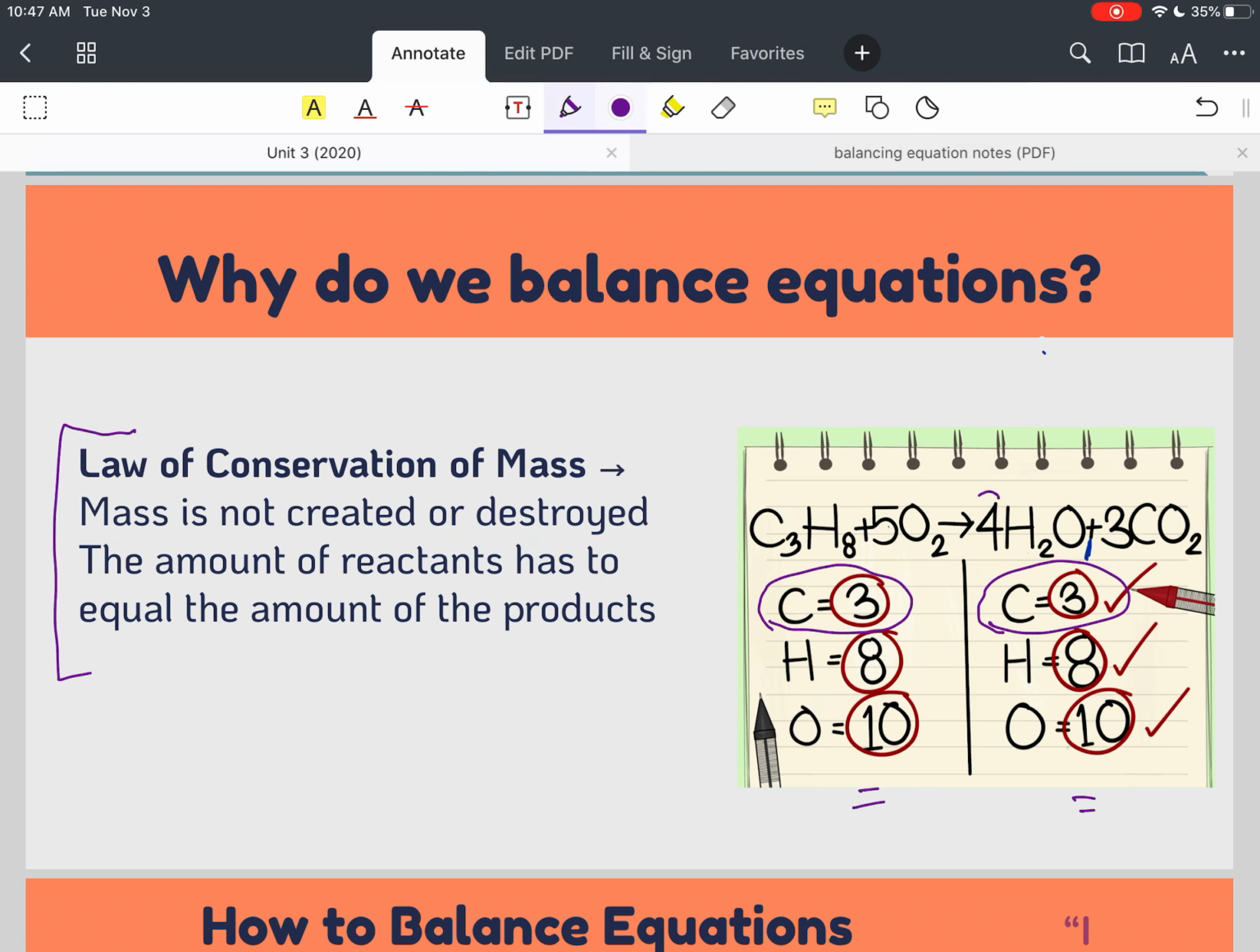Okay, this number in front of my molecule, this is a coefficient. Basically we treat it like a multiplier. So let's look at hydrogen here. And here is my subscript. If I want to figure out how many total hydrogen atoms I have, I just do 4 times 2, and that's going to equal 8.